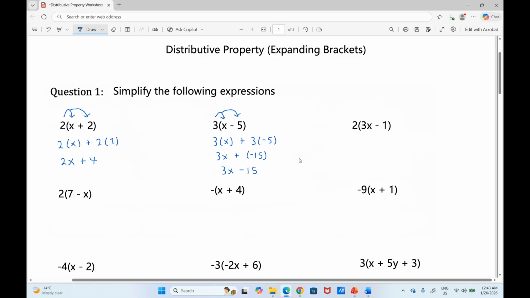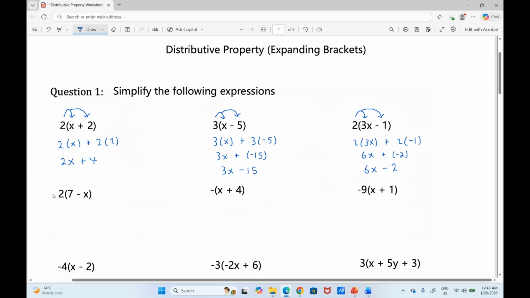Okay, let's continue. Now I'm going to multiply 2 by 3x and 2 by negative 1. So I have 2 times 3x, and then I'm going to write plus 2 times negative 1. Now 2 times 3x is going to be 6x. 2 times negative 1 is going to be negative 2. And to simplify this more, we'll use our same trick that we did here. We can write this as 6x minus 2. So that's my simplified expression here.